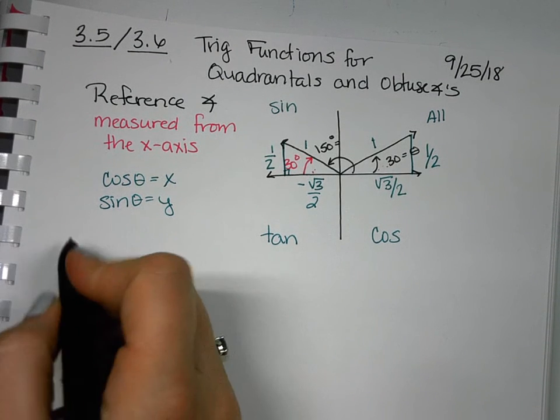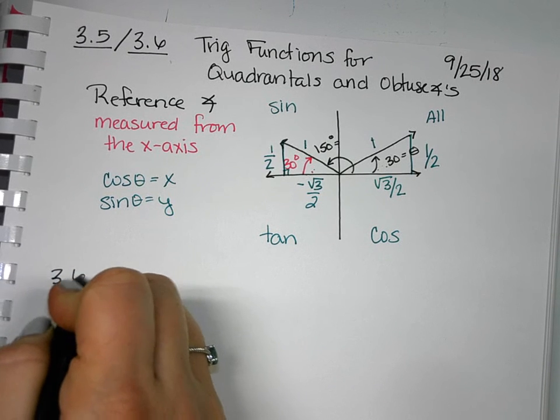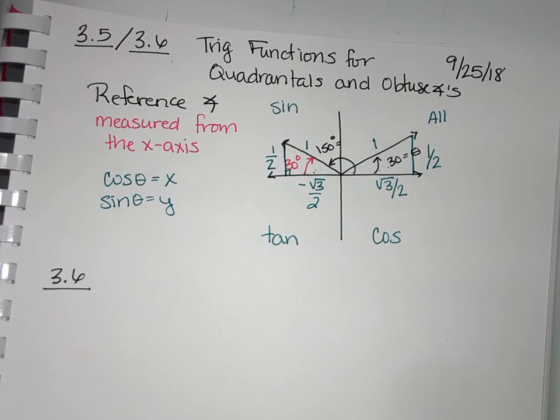So the rest of these notes technically go with 3.6. 3.5 was just this part, filling in the unit circle. And in class, you're going to get a worksheet where you're just going to be using this unit circle to help you answer a bunch of sine, cosine, tangent questions. And you're going to find the values.